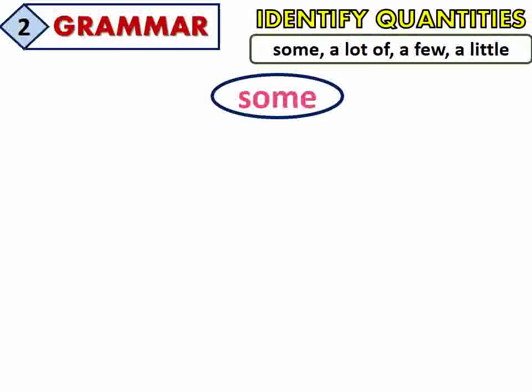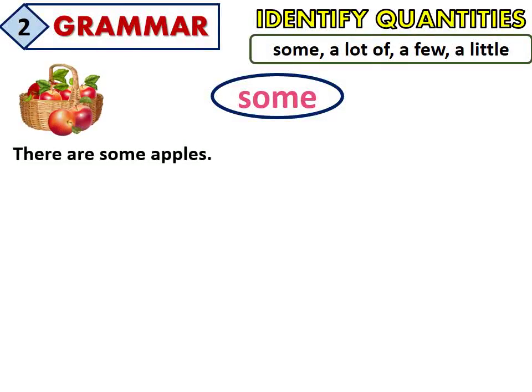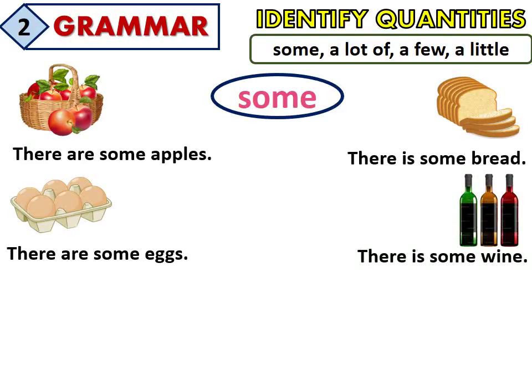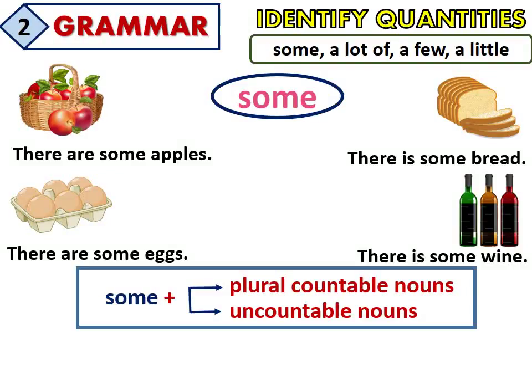Now move to some. For example, there are some apples. There is some bread. There are some eggs. There is some wine. As you can see, on the left, some is used with plural nouns, and on the right, some is used with singular nouns. So which is right? Actually, both are right. In conclusion, the rule is some plus plural countable nouns or uncountable nouns. With plural nouns, the verb is also plural: there are. And with singular nouns, the verb is singular: there is. Do you understand?